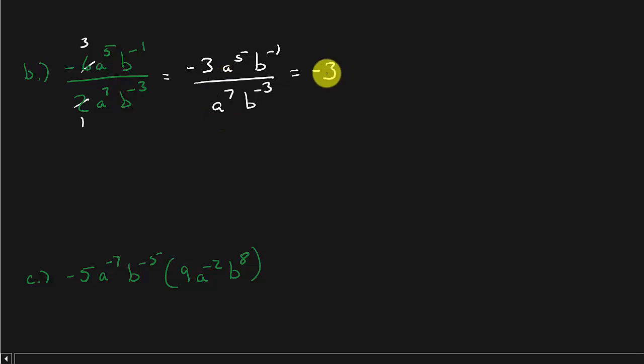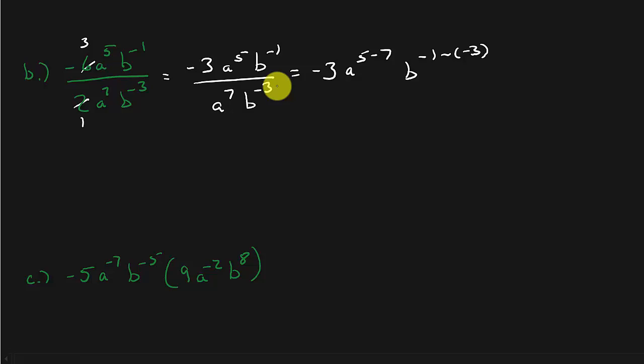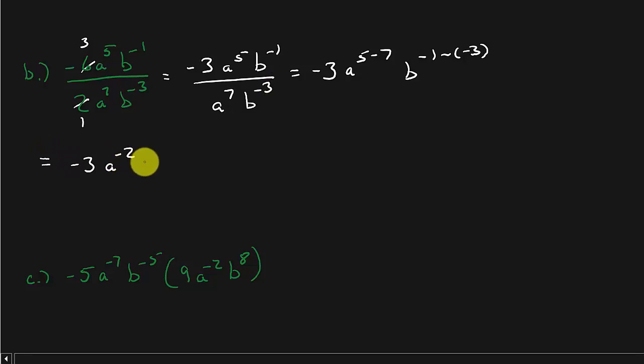So this is negative 3. A to the 5 minus 7, right? 5 minus 7 times B to the negative 1 minus negative 3. See, the negative 1 minus the negative 3. Like bases, dividing, subtract exponents. And so this is going to give me negative 3 A to the negative 2 B squared. Negative 1 minus negative 3 is positive 2.